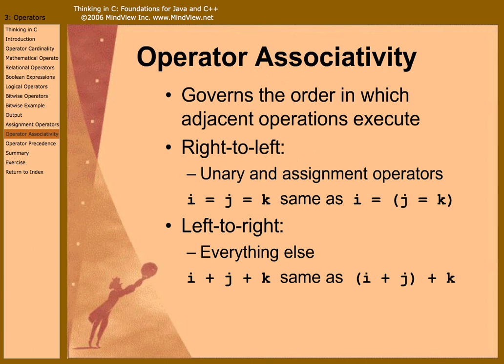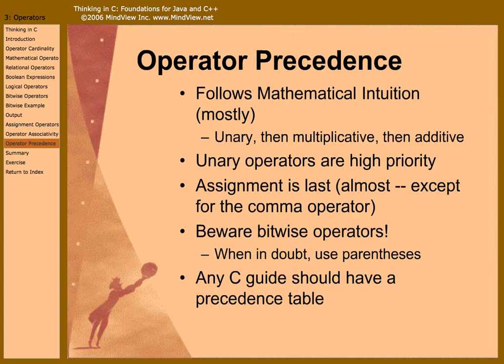So I plus J plus K, I plus J will be evaluated first, and then that result will in turn be added to K. Another important aspect of operations that you need to keep in mind, of course, is their precedence or priority. Some operators are higher priority than others, and so if they appear in context with other operations, the higher priority ones will be done first. And this follows the mathematical intuition that most of us have. For example, if I say A plus B times C, I expect the multiplication to be done first. That's the way we write it algebraically.